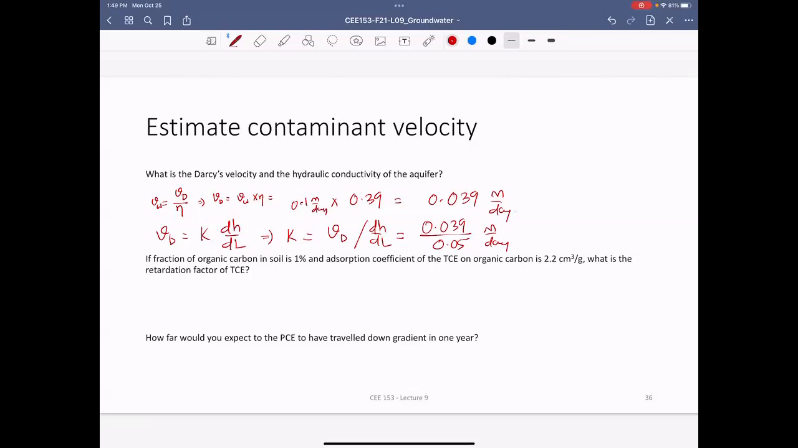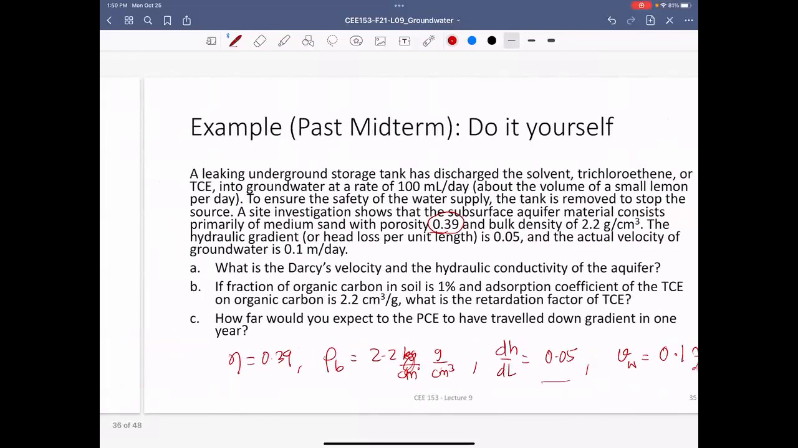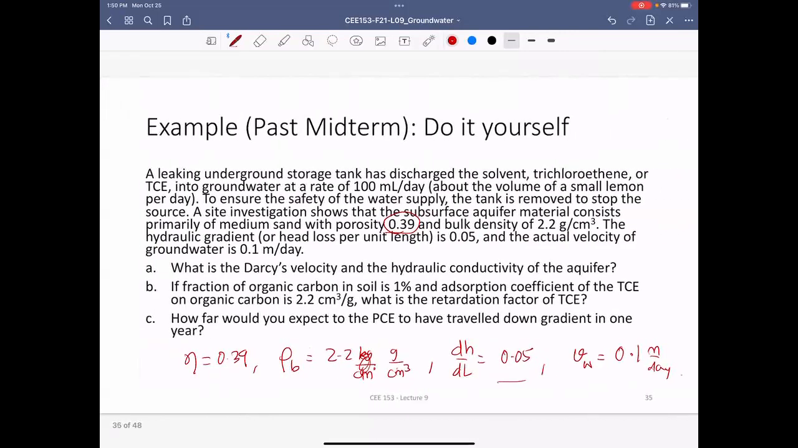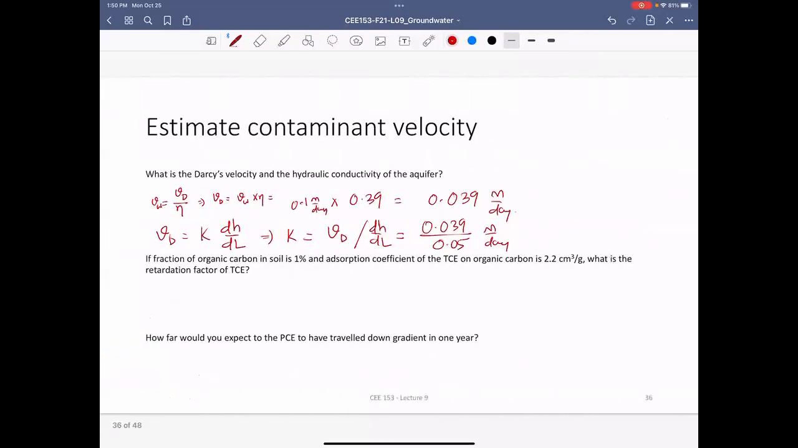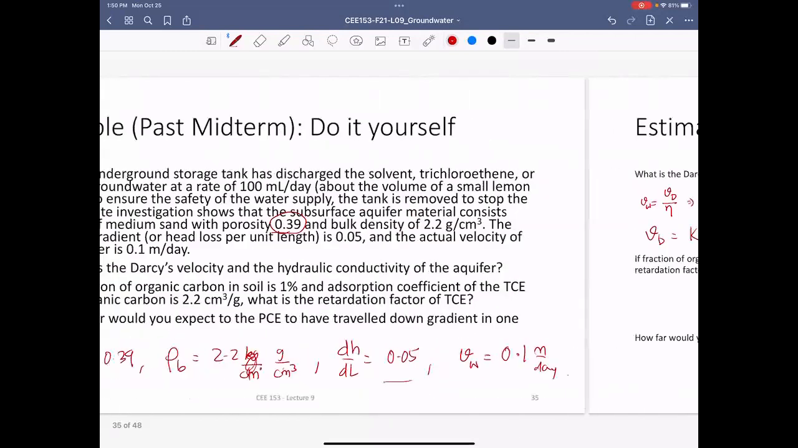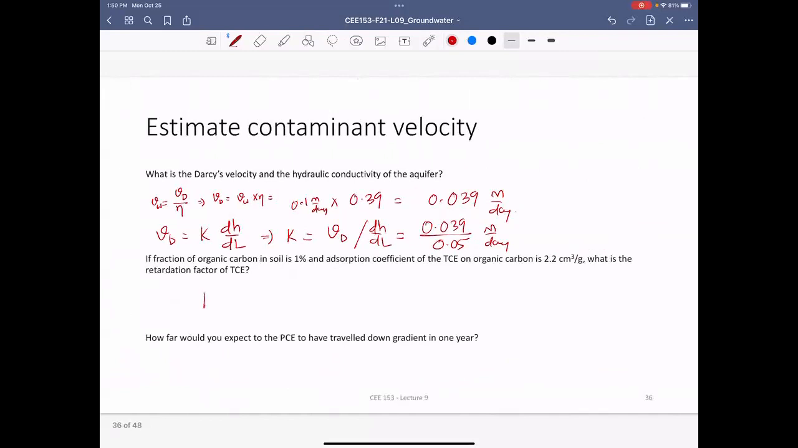So now we are almost at 150, so that's the end of the class. What I'll do is I'll just write the formula, then I can solve it later. The second question is, what is the retardation factor? Retardation factor is 1 plus bulk density times Kd divided by porosity. Everything else is given actually.